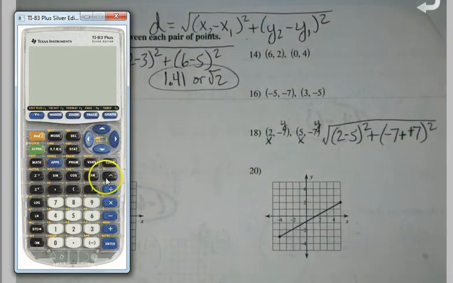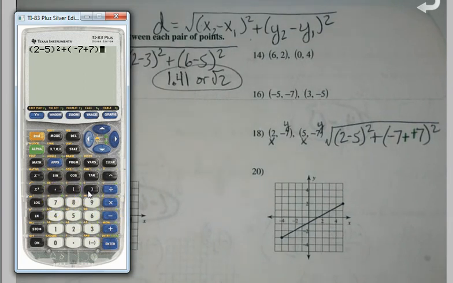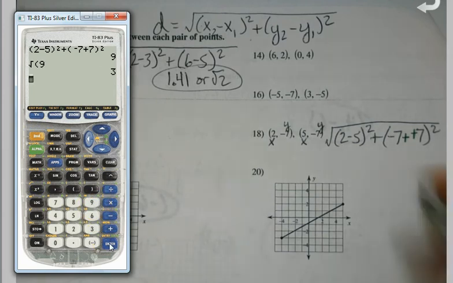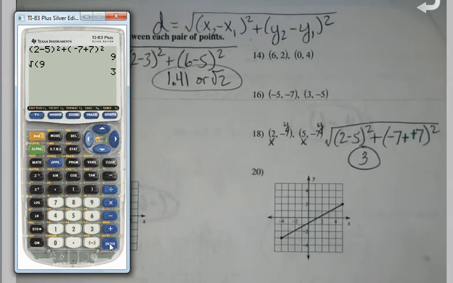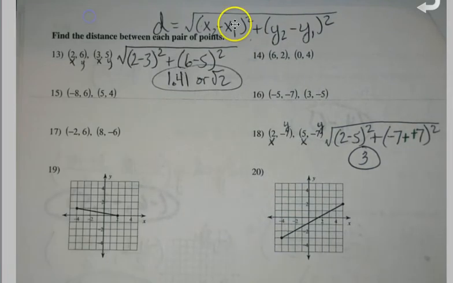So when I go to type this one into the calculator, I've got 2 minus 5 squared plus -7 plus 7. Now, could I put -7 minus -7? Sure, but I just want to keep it a little simpler. And then again, that's not my answer. I've just got to take the square root. And I can get my answer. So it's a nice thing to be able to do in the calculator.